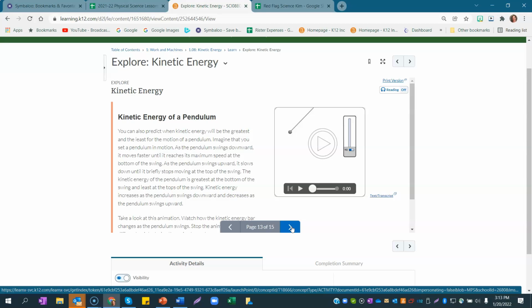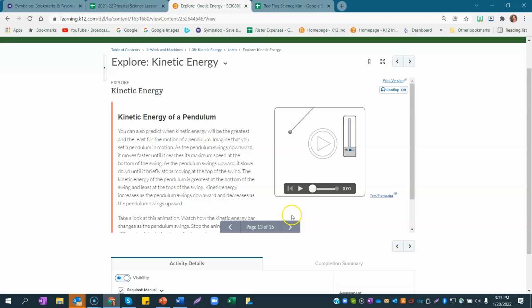Kinetic energy of a pendulum. You can also predict when kinetic energy will be the greatest or the least for the motion of a pendulum. Imagine that you set a pendulum in motion. As the pendulum swings downward, it moves faster until it reaches its maximum speed at the bottom of the swing. As the pendulum swings upward, it slows down until it briefly stops moving at the top of the swing. The kinetic energy of the pendulum is greatest at the bottom of the swing and least at the tops of the swings.